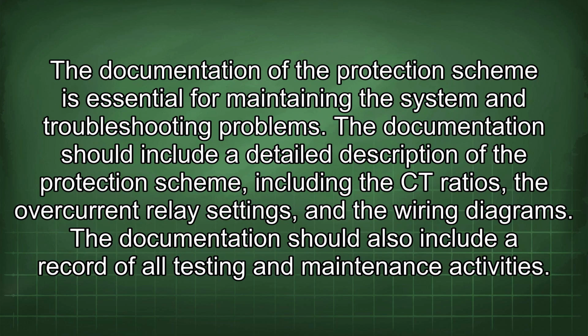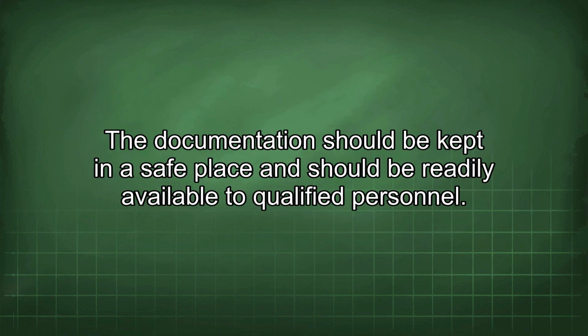The documentation of the protection scheme is essential for maintaining the system and troubleshooting problems. The documentation should include a detailed description of the protection scheme, including the CT ratios, the overcurrent relay settings, and the wiring diagrams. The documentation should also include a record of all testing and maintenance activities. The documentation should be kept in a safe place and should be readily available to qualified personnel.